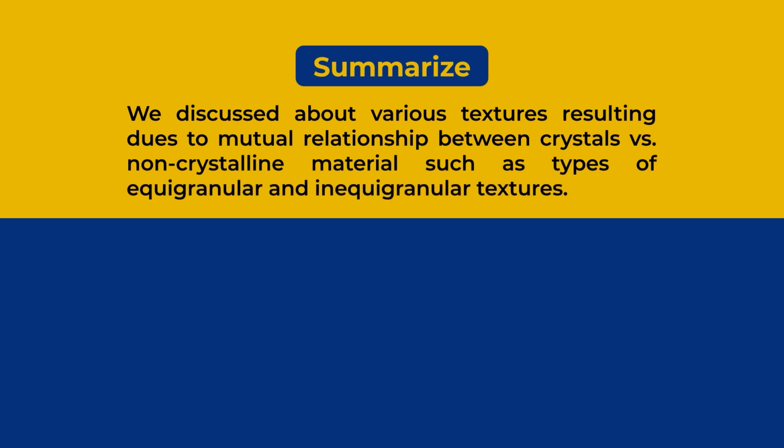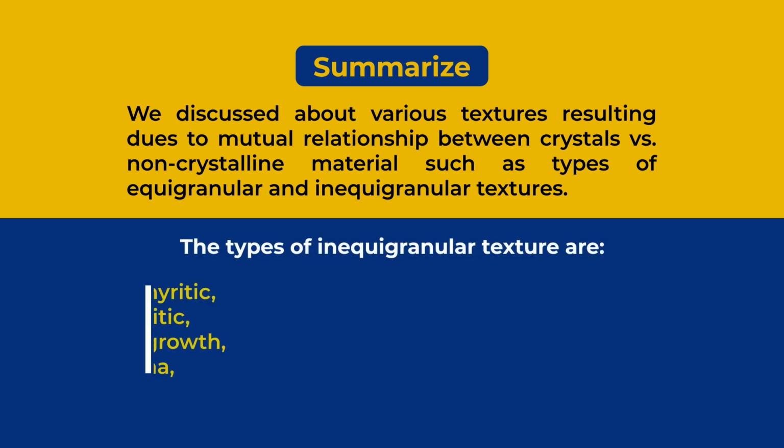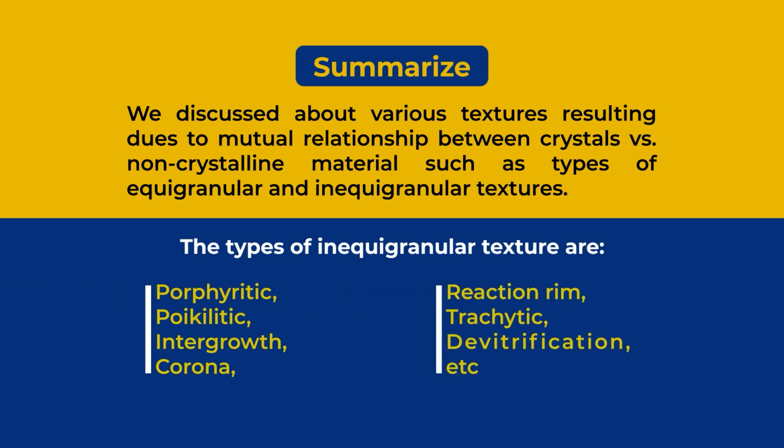Listeners, here I would like to summarize the entire discussion. We discussed various textures resulting from the mutual relationship between crystals and non-crystalline material, such as types of equigranular and inequigranular textures. The types of inequigranular textures are porphyritic, poikilitic, intergrown texture, corona, reaction rims, trachytic texture, and devitrification. With this, I will end my talk.